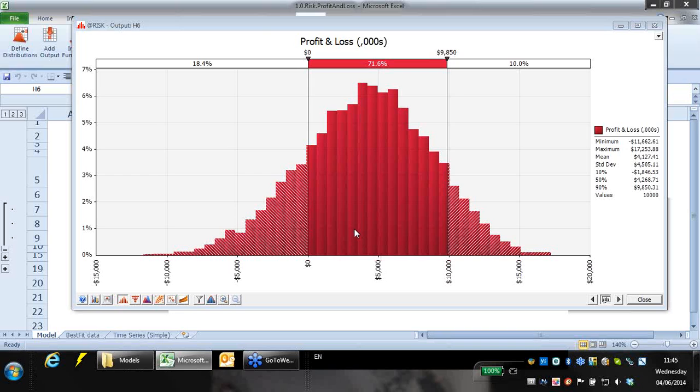Someone else said, if we were to understand this chart, does it show that in 10,000 samples, there's a 71.6% chance that we receive up to 10,000 of profit? Yeah, actually, I suppose technically there is. So there's a 71.6% chance that we're going to be above zero, but less than 9,850. So yeah, there's a 71.6% chance that our profits are going to be somewhere under 9,850. But then there's an 18% chance that we're going to have losses, or a 10% chance that our profits are going to exceed this value here.